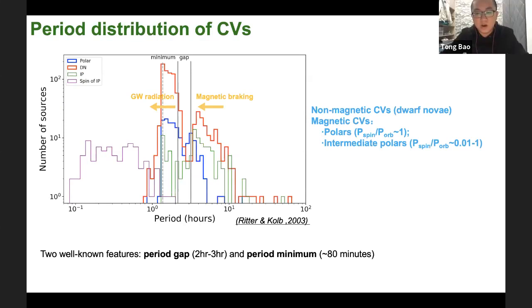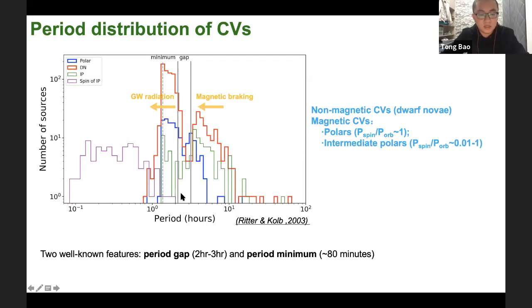Since we believe all these sources are periodic CVs, we should take a look at the CVs in the solar neighborhood. CVs can be divided into non-magnetic and magnetic CVs. The latter could be further divided into polars and intermediate polars according to the synchronization between spin and orbital period. The evolution of CVs is driven by angular momentum loss, which leads to a gradual shrinking of their orbits. The long-period CVs, whose period is over 3 hours, are dominated by the magnetic braking mechanism, whereas gravitational wave radiation is for the short-period CVs.